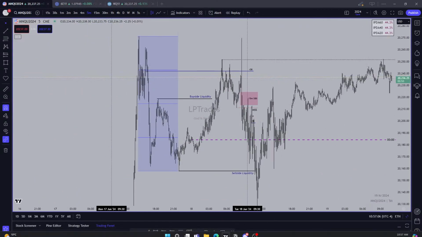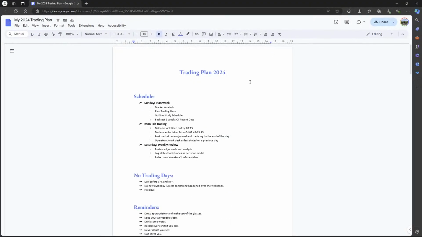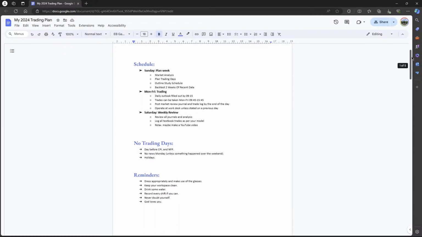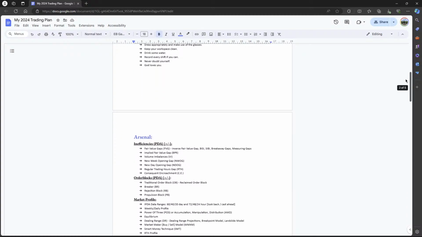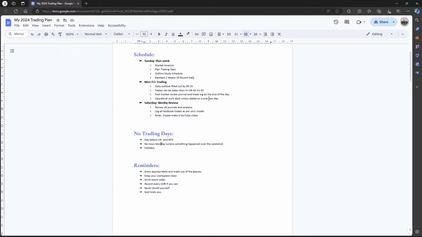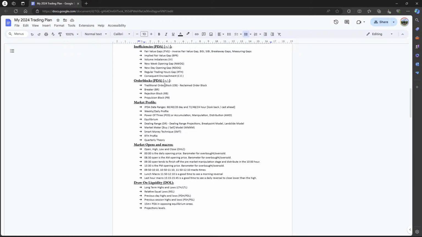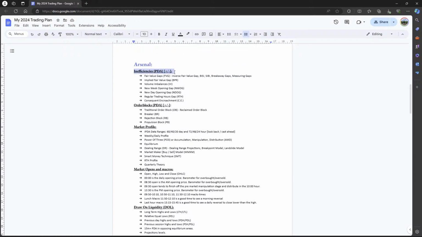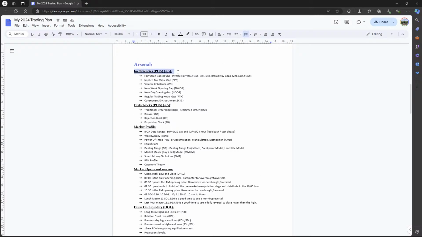So now to the trading plan. This is my trading plan. There's a lot here, and you can read through the beginning. The beginning is just my schedule and when I don't trade and things to do. Then this is my arsenal: everything that I use to get into a trade, every concept. There's the inefficiencies.